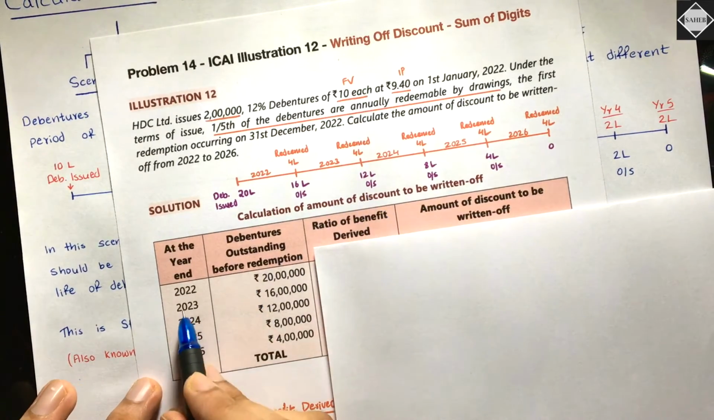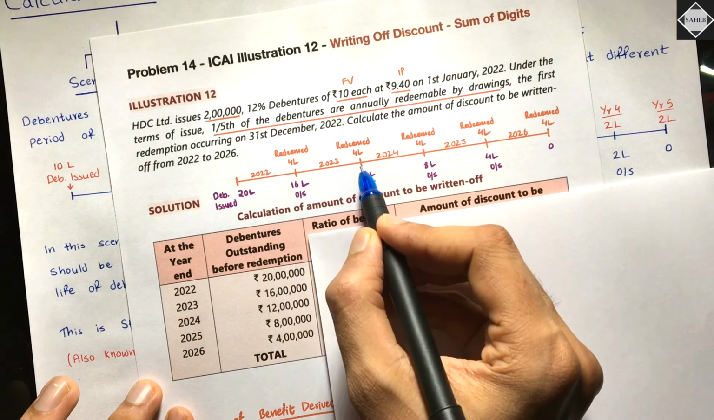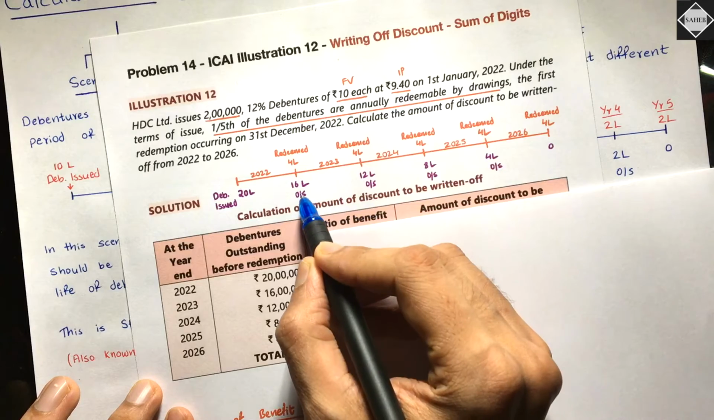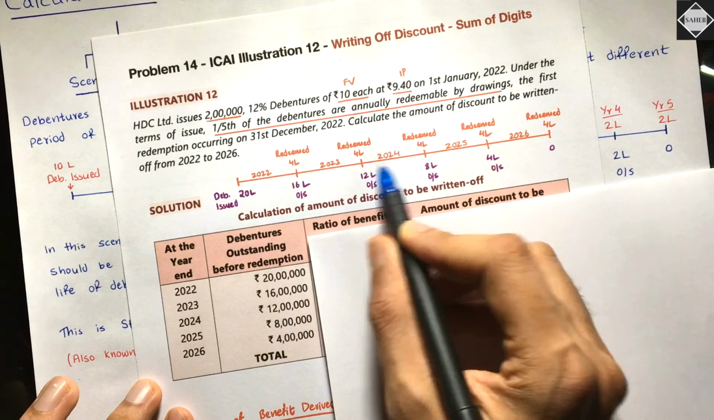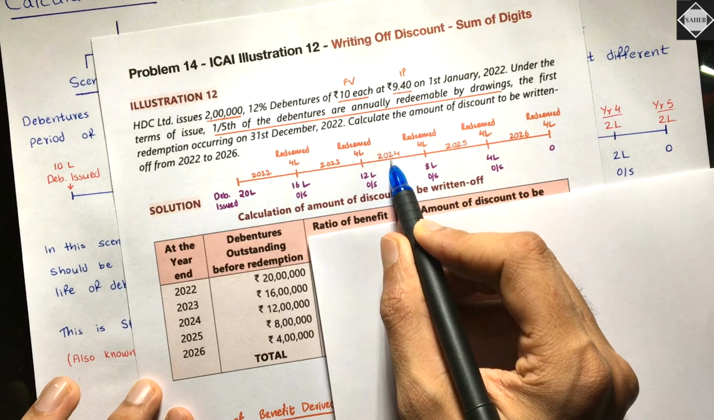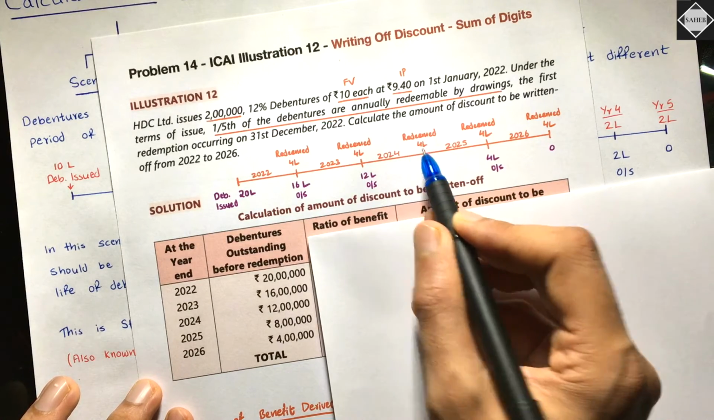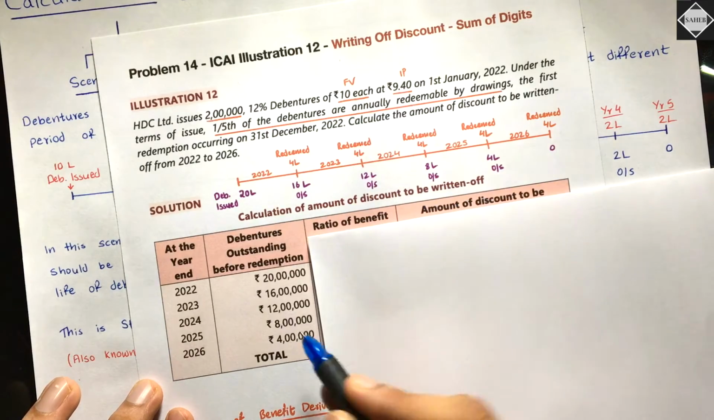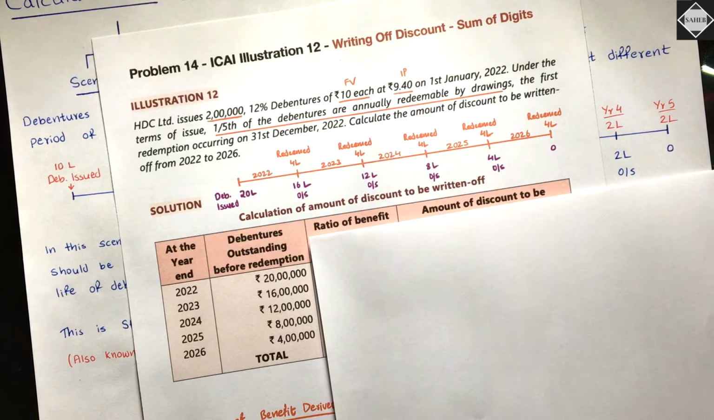And then in the second year, in 2023, how much was outstanding? In 2023, before redemption, 16 lakh was outstanding. Do you understand? In the third year, 2024, how much was outstanding before redemption? Redemption happened over here, 31st December 2024. Before that, 12 lakh was outstanding, and then 8 lakh, and then 4 lakh. Okay, same way you have to take.